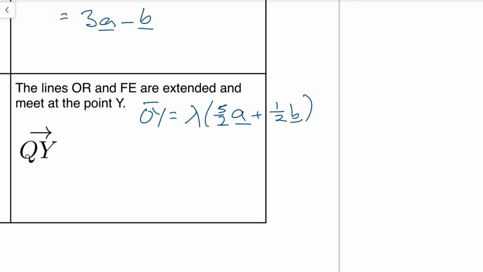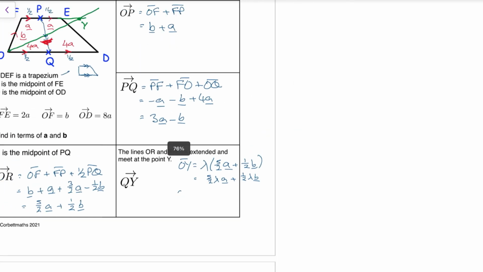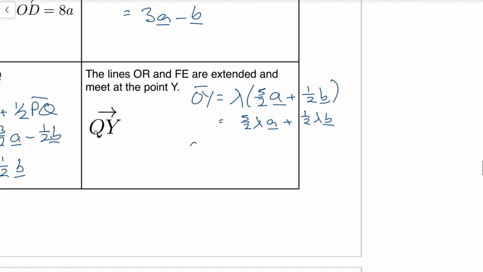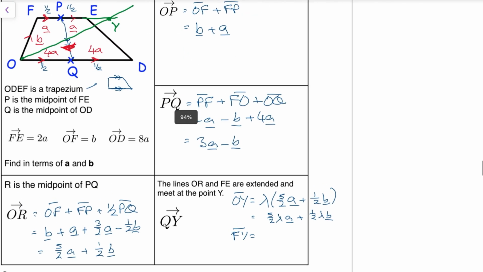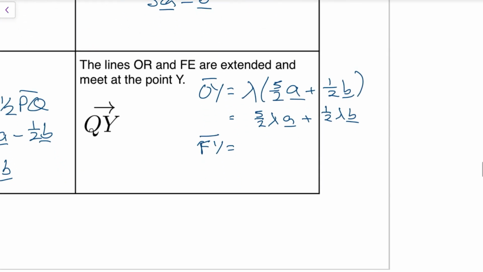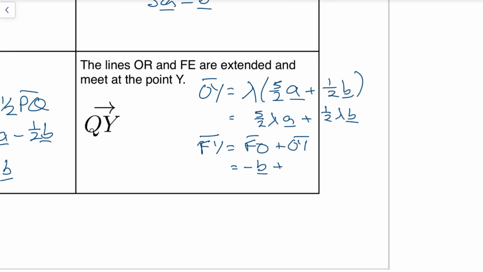Oh, okay, I've just seen what's going to happen here. Right, now it makes a bit more sense. Now, that's O to Y. So I can say that's 5 over 2 lambda a plus a half lambda of b, which means that Q to Y, in fact, actually, let's not do Q to Y. Let's do F to Y. So F to Y is going to be F to O plus O to Y. And that's going to be minus b, because I'm going against F to O, plus 5 over 2 lambda a plus a half lambda b.